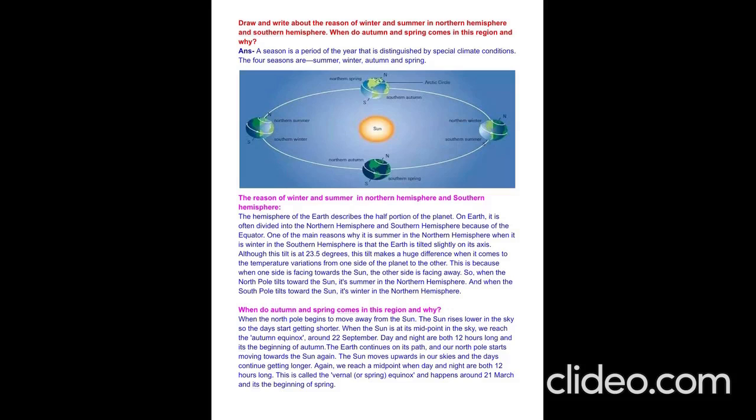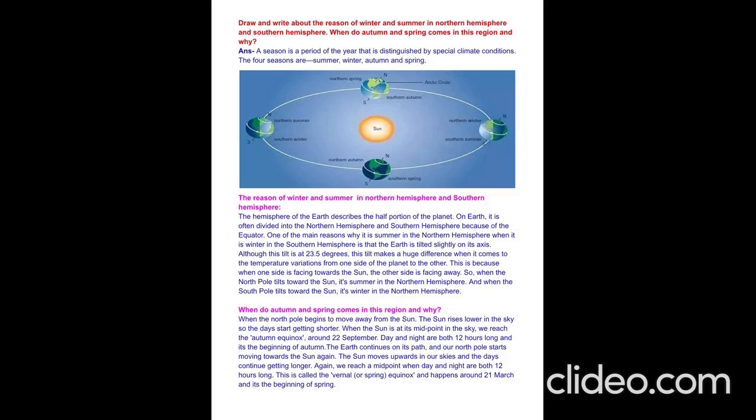When the North Pole begins to move away from the sun, the sun rises lower in the sky so the days start getting shorter. When the sun is at its midpoint in the sky, we reach the autumn equinox around 22nd September. Day and night are both 12 hours long and it's the beginning of autumn.